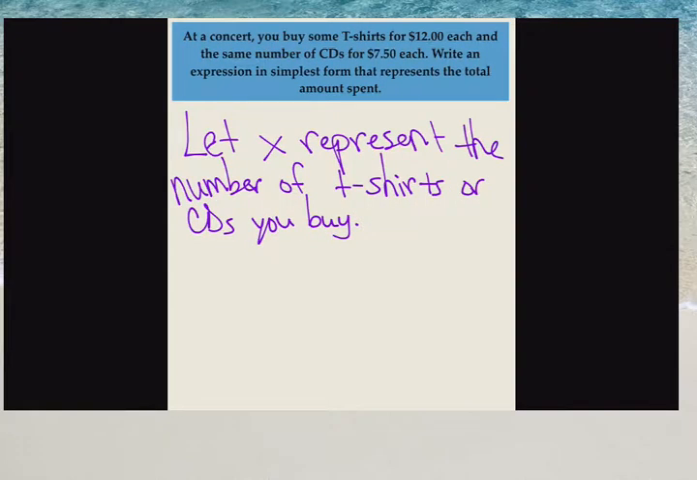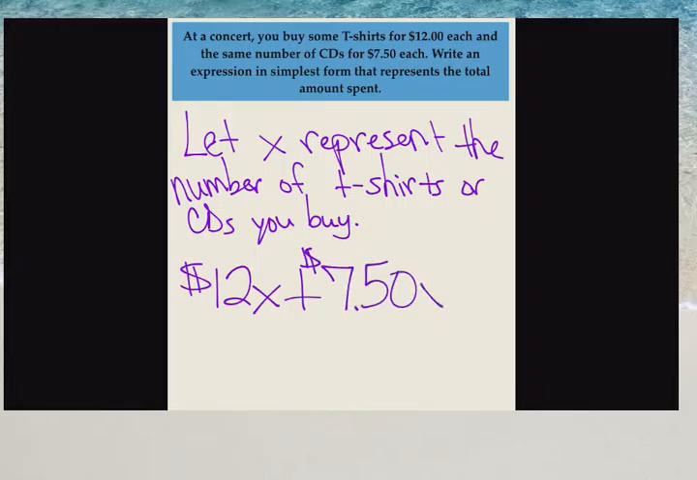Okay, so let's go ahead and write our expression. So you're buying some amount of t-shirts, they're $12 each. We don't know how many you bought, so we're going to represent that with 12x. Plus, you also bought some CDs for $7.50 each, but again, we don't know how many you bought, so that's plus $7.50 x.